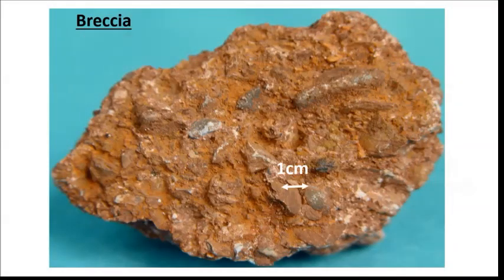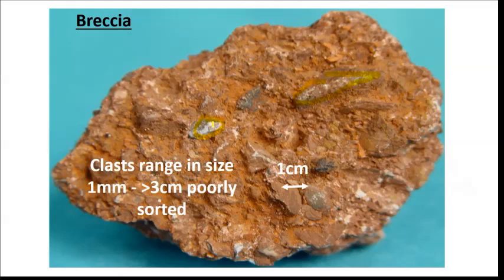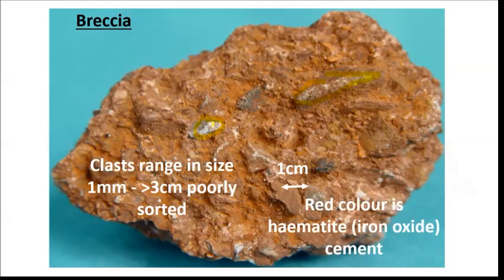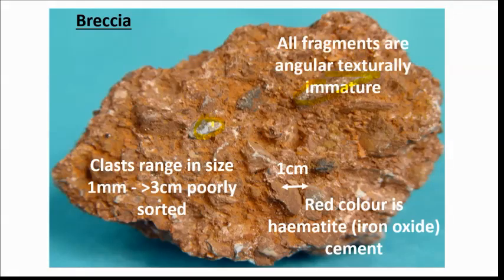And when we compare that to a breccia, we'll first of all have a look at this diagram. You can see that the individual clasts are much more angular. They're well over 1 centimetre. They're poorly sorted as well. The red colour often associated with breccia is the iron oxide cement between the individual clasts. We can describe this breccia as texturally immature.